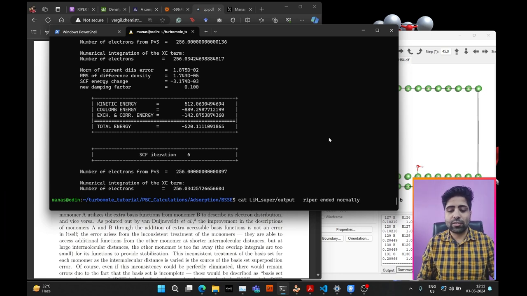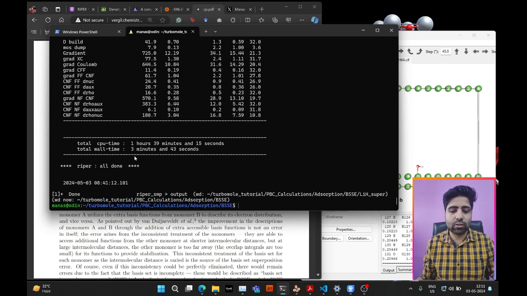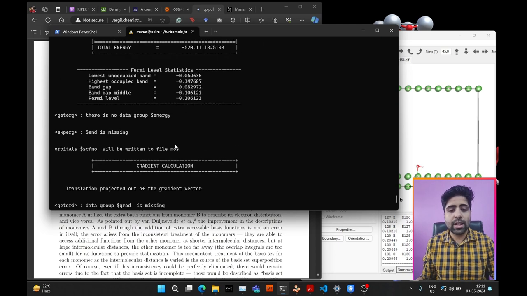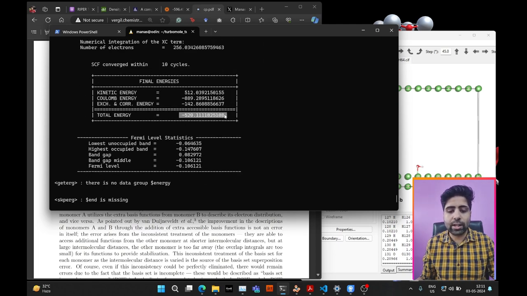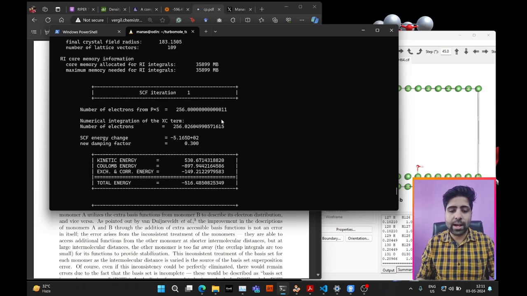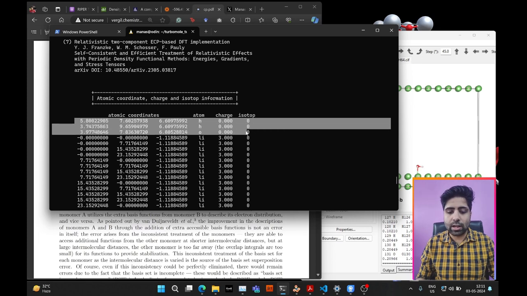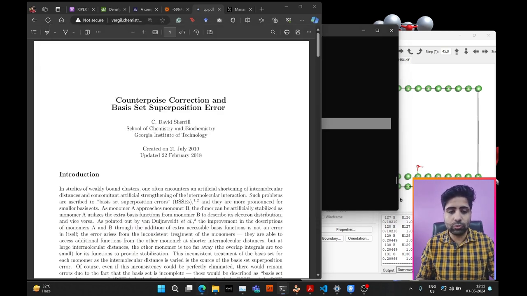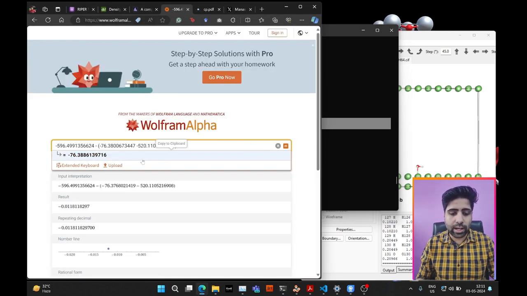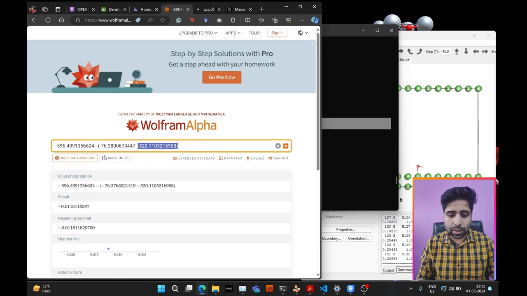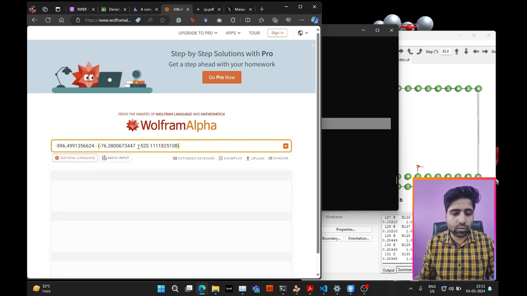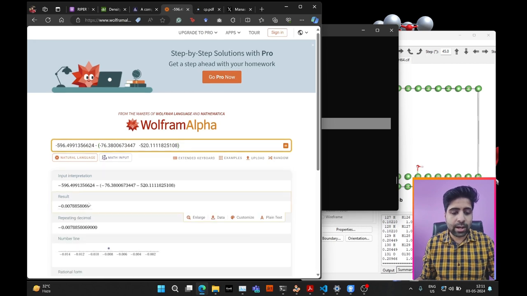Okay, so the calculation is now complete, so let's check it out. It took around 3 minutes and 43 seconds, and this is the energy of the LiH surface using a supermolecular basis. As you can see in the atomic coordinates on top over here, even the basis functions centered on the H2O molecule were also used. So let's come back to our calculation and paste in the energy of the LiH surface using a supermolecular basis, hit enter, and this is our basis set superposition error corrected adsorption energy in atomic units.